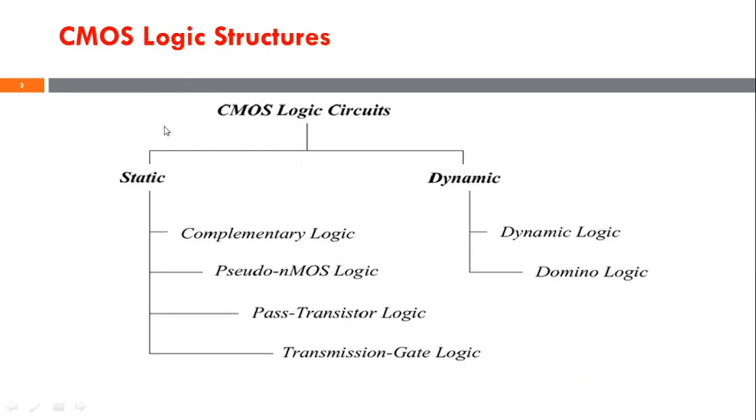In VLSI, especially in digital VLSI, if you are looking at CMOS logic circuits, they can be divided in two ways, static and dynamic. The static has four types: complementary logic, which you can also call CMOS logic, pseudo NMOS, pass transistor logic, and transmission gate logic. In dynamic, we have two: dynamic and domino logic. Here we are going for complementary logic to design NAND and NOR gate.